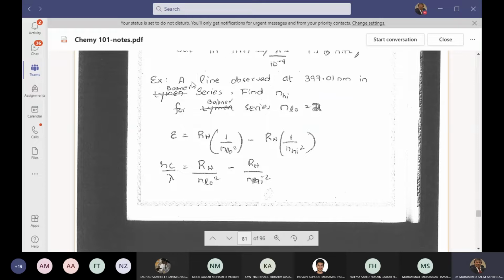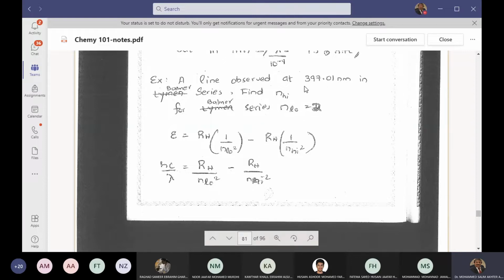Then this example, a line observed. I have given you three examples. I don't want to use this. I want to use the previous equation, but I have used E is equal to R_H times (1 over n low square minus 1 over n high square). Now in Balmer series, a line observed. Balmer series means I know the value of n low, which is 2. So 2 square will be 4. n high I have to find.